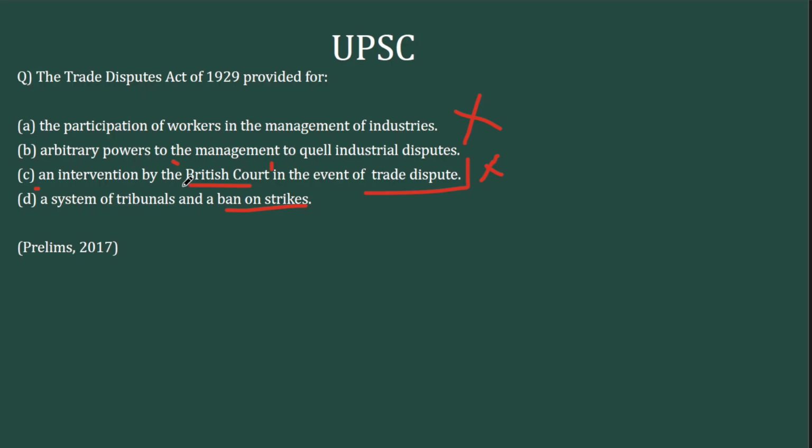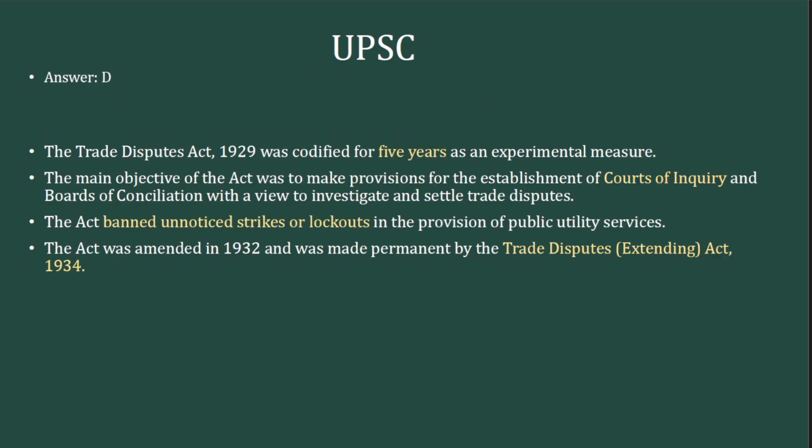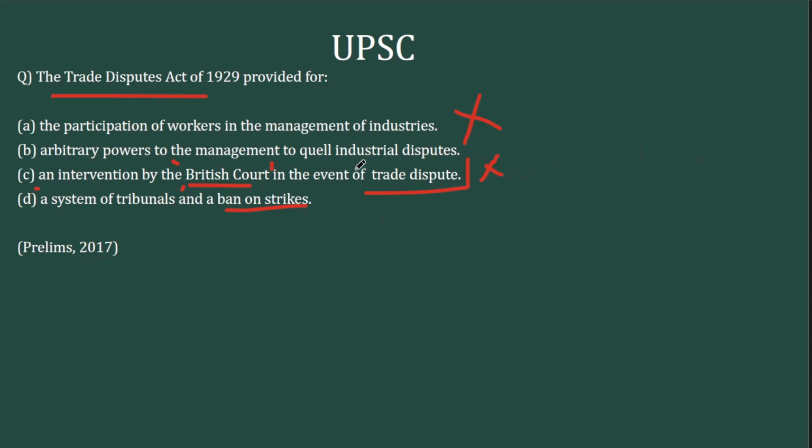First of all, they had a system of tribunals with this act. Second, a ban on strikes was imposed. So the idea was to introduce something called courts of inquiry within India. This is not the British court, so don't confuse it with that. Court of inquiry to quell industrial disputes and a ban on strikes. Now this act was further amended in 1932 and again in 1934. So that's the legacy of the 1929 Act, and the two basic ideas were this, option D.